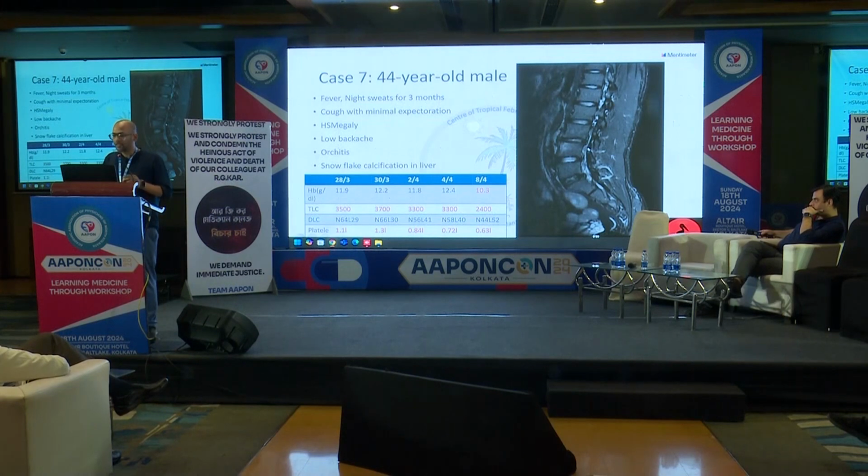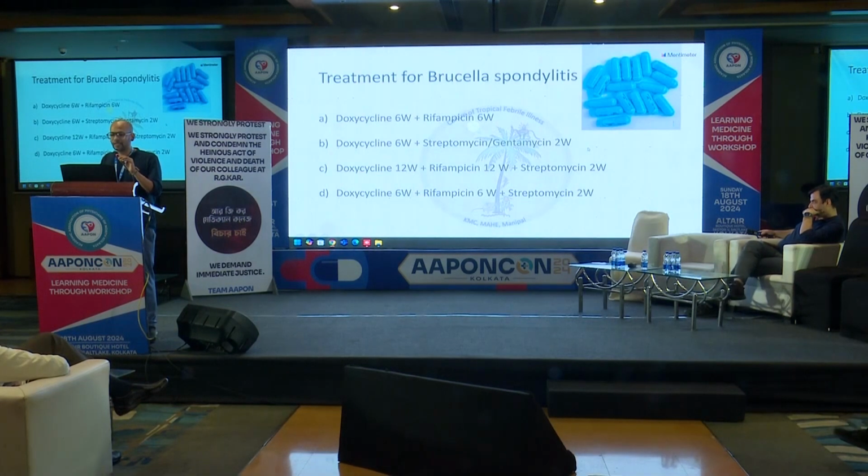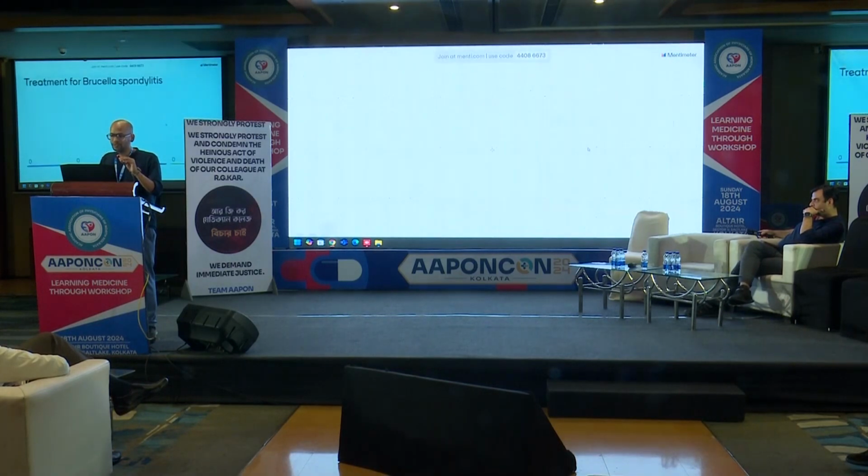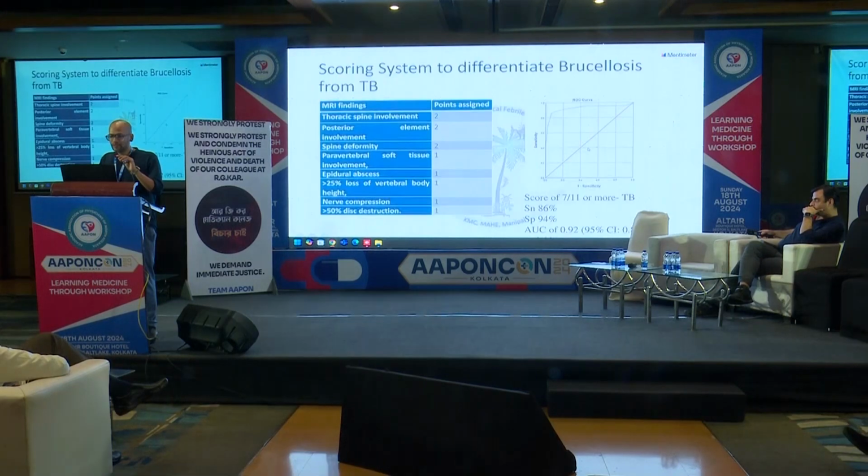Now the treatment for brucella spondylitis is basically doxycycline, rifampicin, and streptomycin or gentamicin for 2 weeks. So I am assuming this is common in Calcutta, and this is something that everybody should be aware of. If this is not working, I am just showing the scoring system.